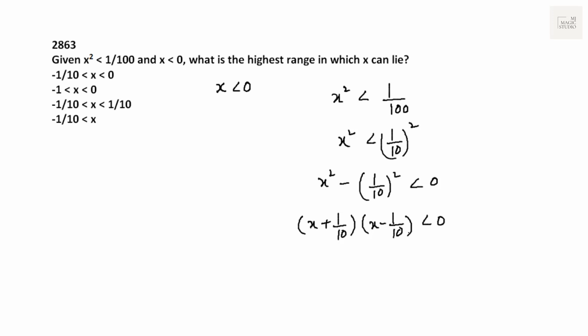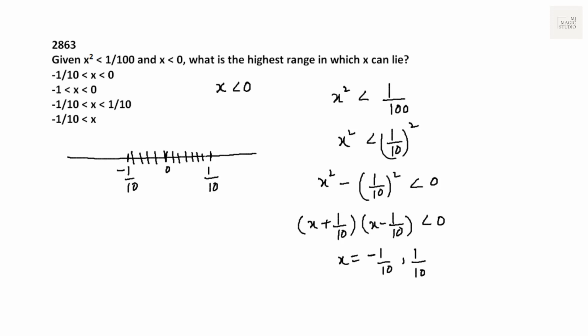Now if I equate left hand side to 0, I'll get two values of x. One is minus 1 by 10 and one is 1 by 10. Now this is 0, to the left is minus 1 by 10, to the right is 1 by 10. Since x minus a into x minus b is less than 0, value of x should lie between a and b. That means x lies between minus 1 by 10 and 1 by 10.